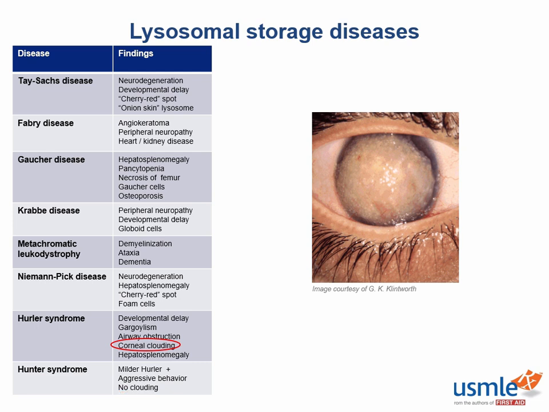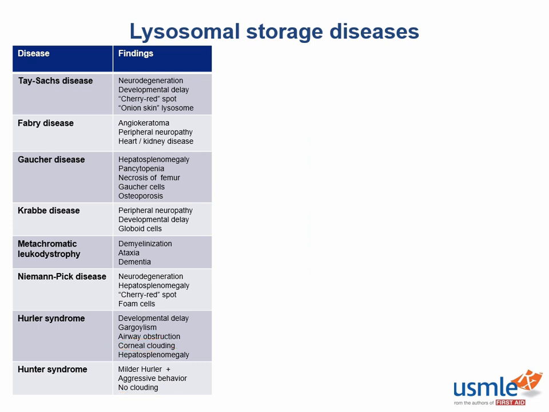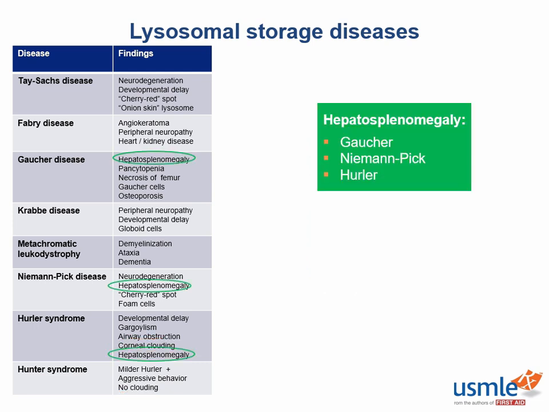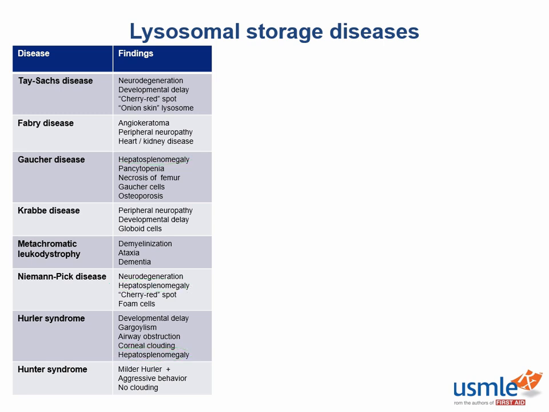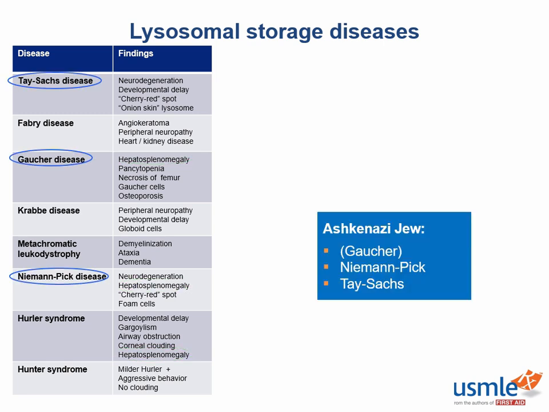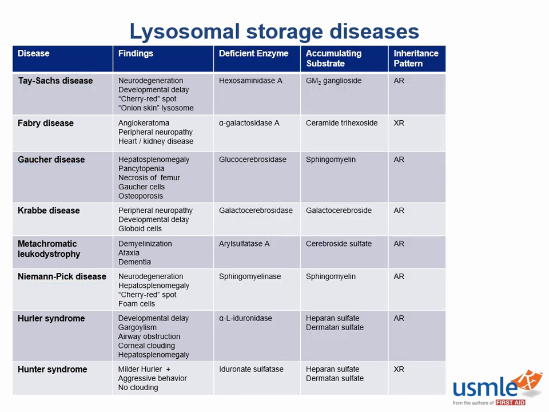There are also several disorders that are associated with hepatosplenomegaly, and these include Hurler syndrome, Niemann-Pick disease, as well as Gaucher disease. And what three diseases should come to mind if you see an Ashkenazi Jew in the question prompt when referring to a lysosomal storage disease? There you go. You should think about Tay-Sachs disease, Niemann-Pick disease, and to a lesser extent, Gaucher disease. Well, alright, that'll wrap up this table.